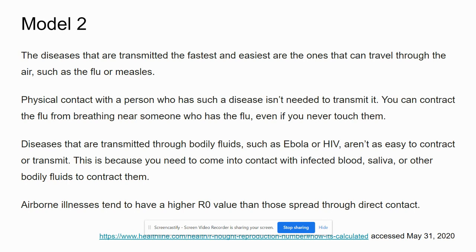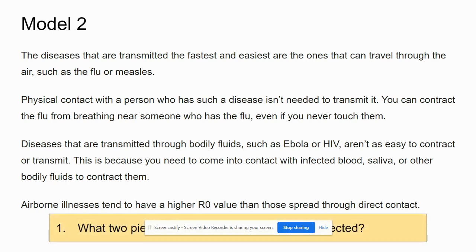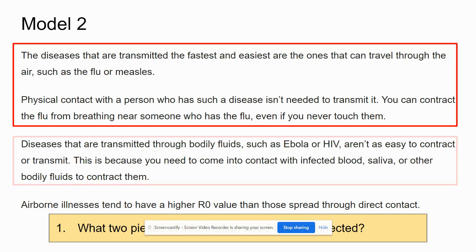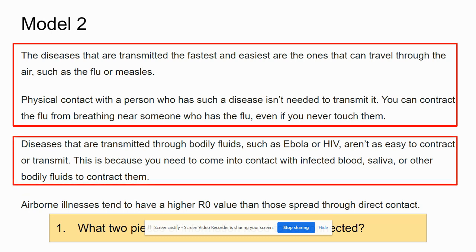Diseases that are transmitted through bodily fluids, such as Ebola or HIV, aren't as easy to contract or transmit. This is because you need to come into contact with infected blood, saliva, or other bodily fluids to contract them. Airborne illnesses tend to have a higher R0 value than those spread through direct contact. So, what 2 pieces of information need to be connected here? I mean, the passage is pretty connected. But it's not quite as obvious what the connection is between this first section about diseases that are transmitted through the air and this second section about diseases transmitted through bodily fluids.